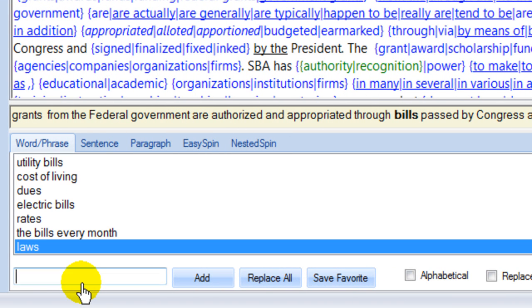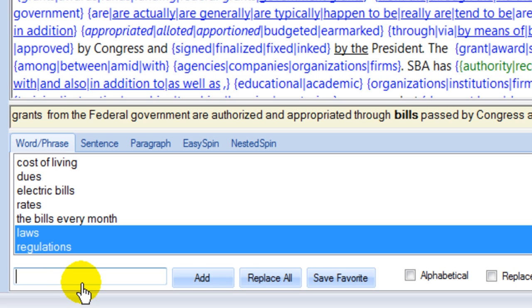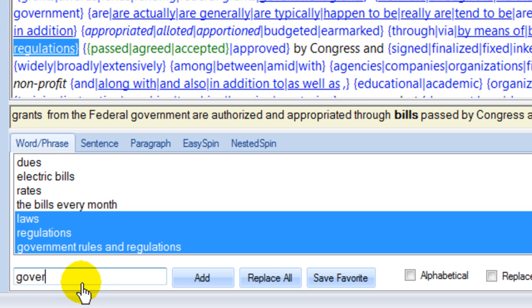Laws, regulations, government rules and regulations, meant laws.